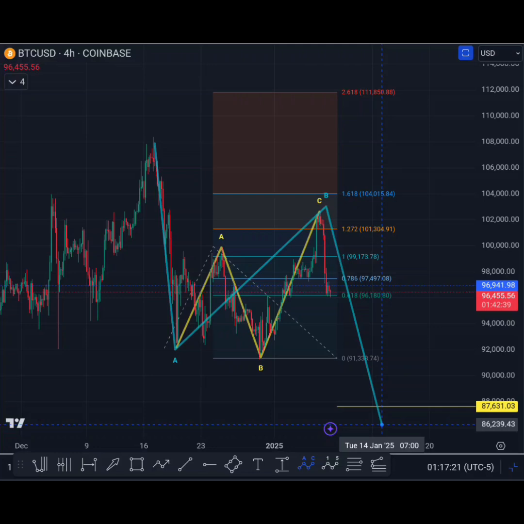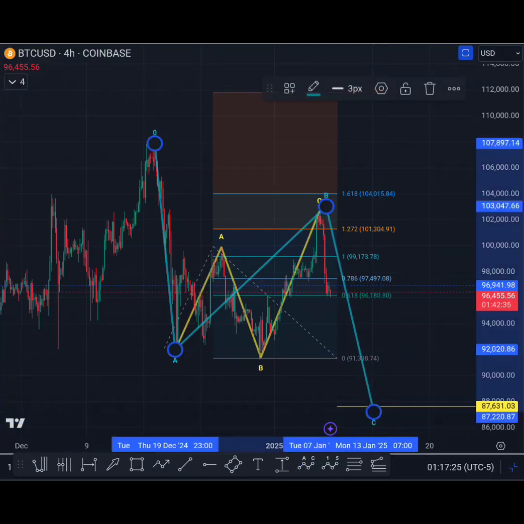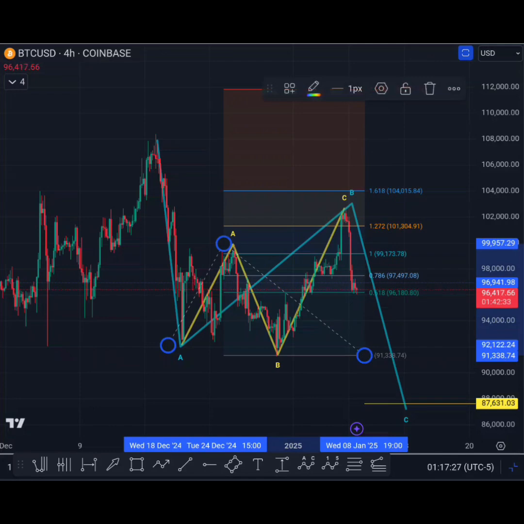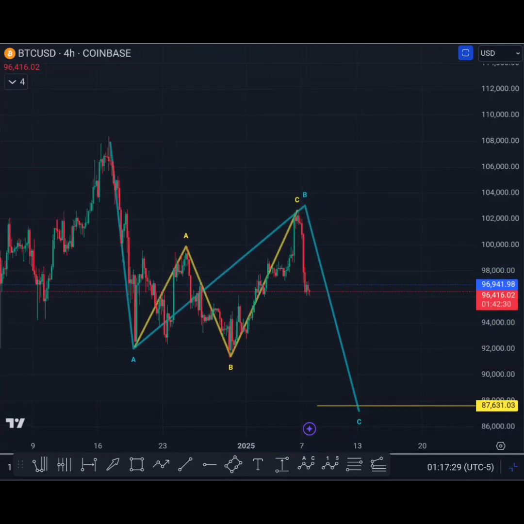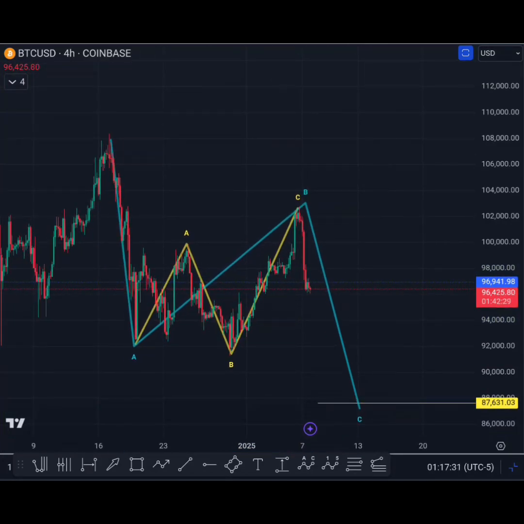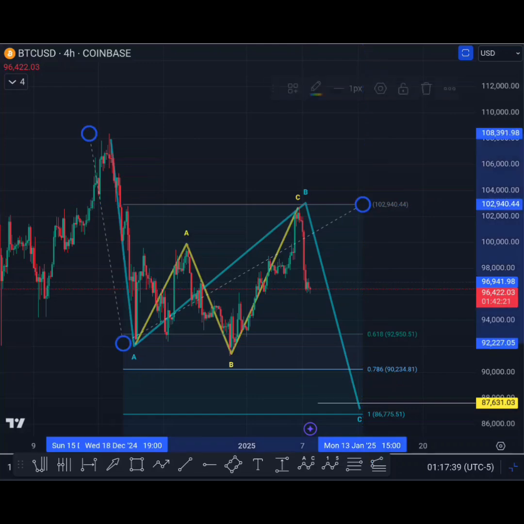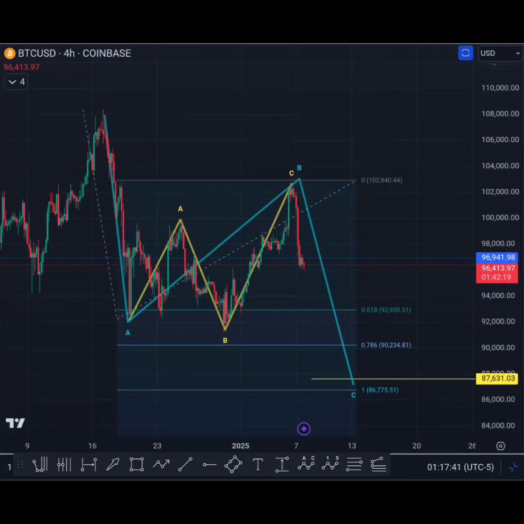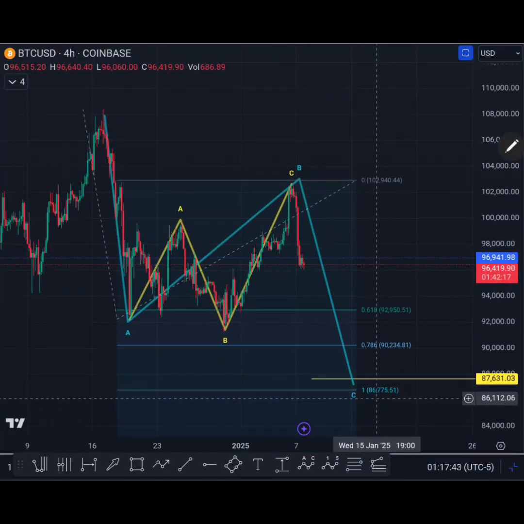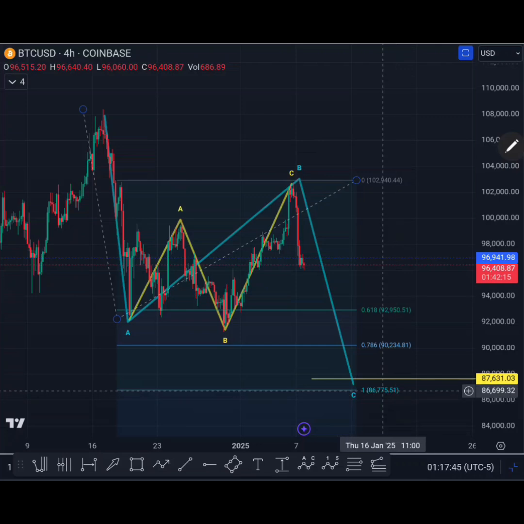Your target should, in Elliott Wave terms, be like 86, but it might only be 87. Let's take some measurements. We'll see where it may or may not land if price does break down there. Let's measure that down to there, project from the high. So the 100 fib extension gets you to 86,775.